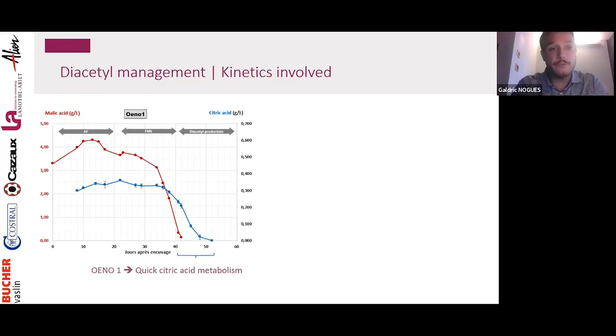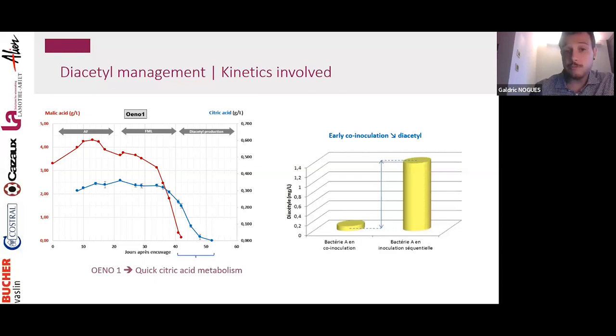So if we take an example of N1, this is the kinetics. On the graph, you can see there are three periods: alcoholic fermentation, malolactic fermentation, and the phase where we know the diacetyl production is done. During alcoholic fermentation and malolactic, you can see that the malic acid decreases. It's normal, we are doing malolactic fermentation, so the N1 is transforming malic acid to lactic acid. And at the end of the malolactic fermentation, that's where the citric acid metabolism starts to appear. You can see that after malolactic fermentation, N1 starts to eat the citric acid, and that will enter the diacetyl production. So for us, it is after malolactic fermentation. So if we use sulfites at the end of the malolactic, then you don't have diacetyl.